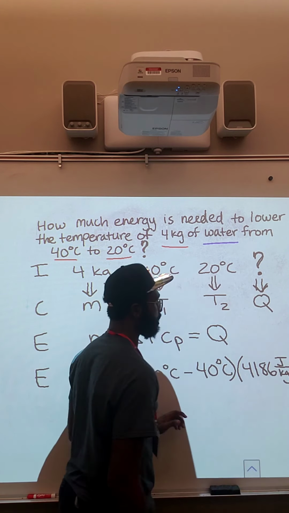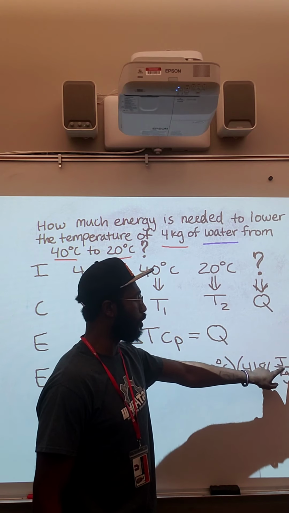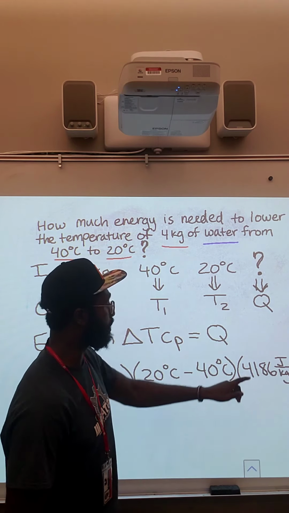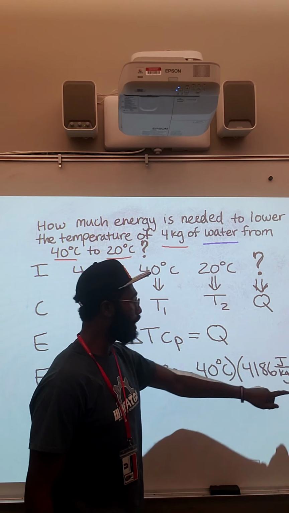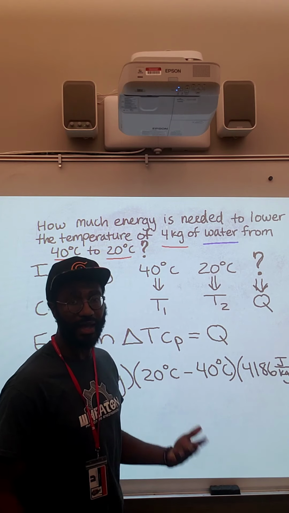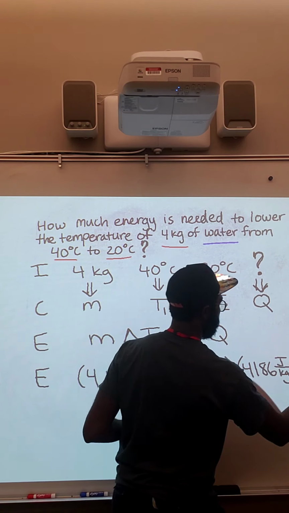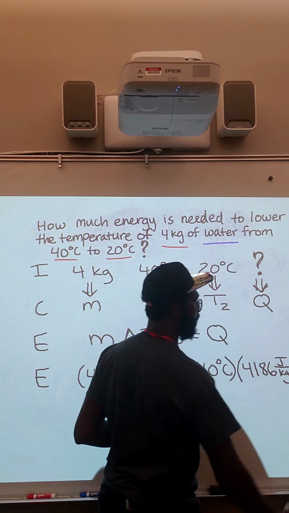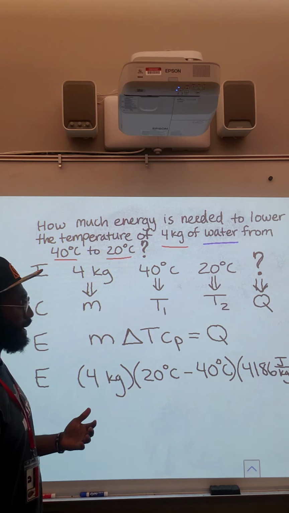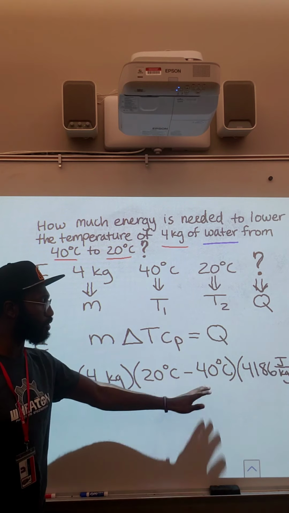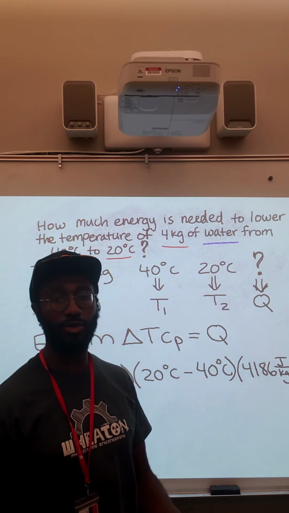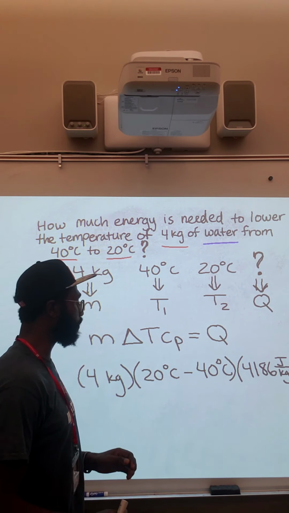Now, sometimes you may see this written as joule divided by kilogram Kelvin, which works. But in this case, we're using Celsius because our change in temperature has been measured in Celsius, not Kelvin. So we're going to go ahead and solve this problem for Q. Let's solve this by using PEMDAS, or please excuse my dear Aunt Sally. So we're going to do parentheses first.